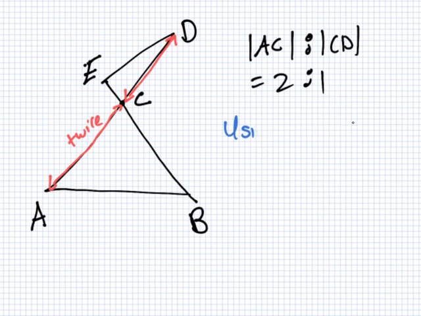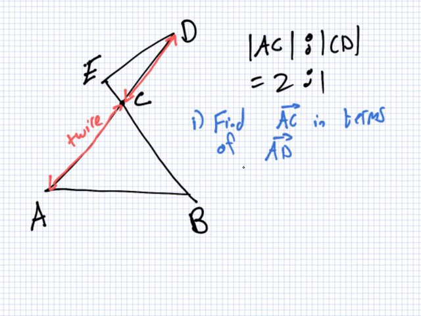Okay, actually, let me just give some different questions here. First question is find AC in terms of AD. So what is that for the first answer? 2 over 3 AD. Very good.